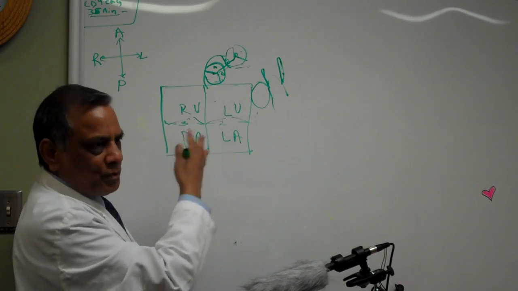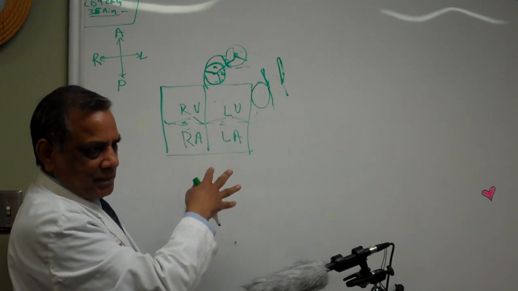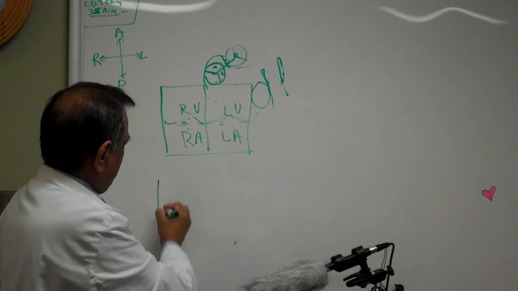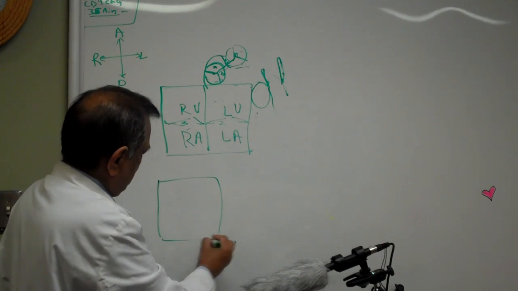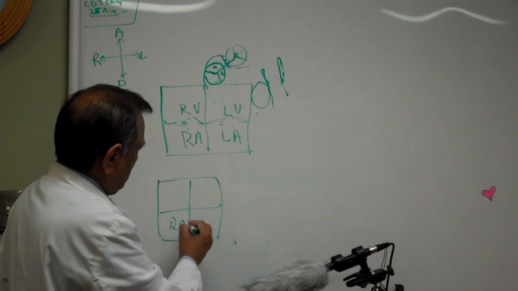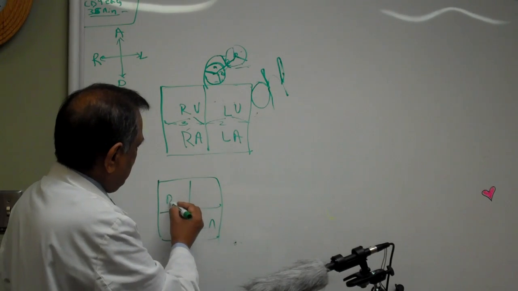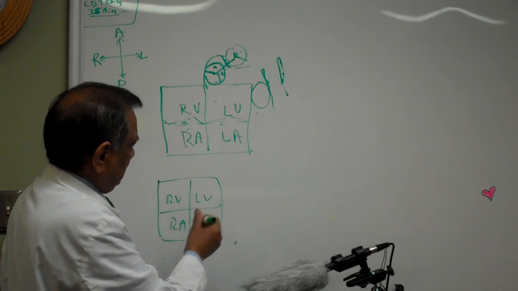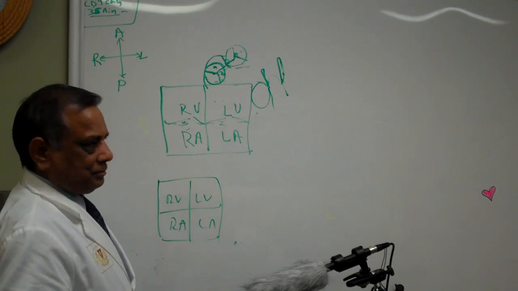So this sketch is very important. So that's a normal connection. And I'll just give you 2 more. RA, LA, RV, LV. So everything correct so far?